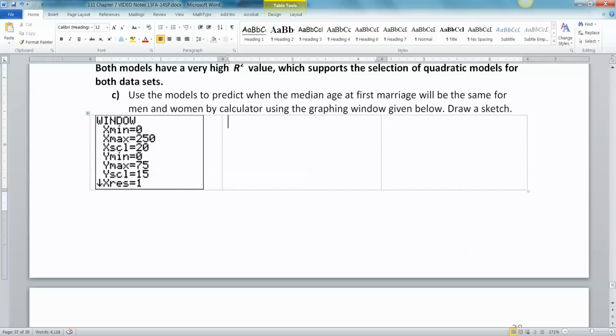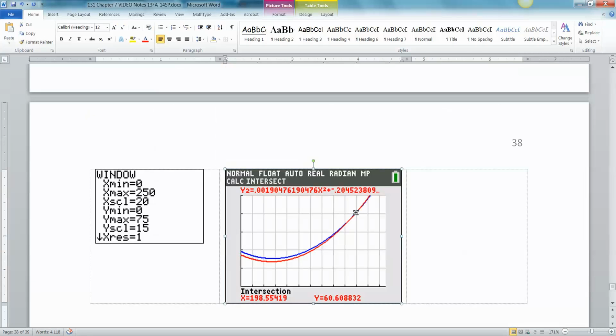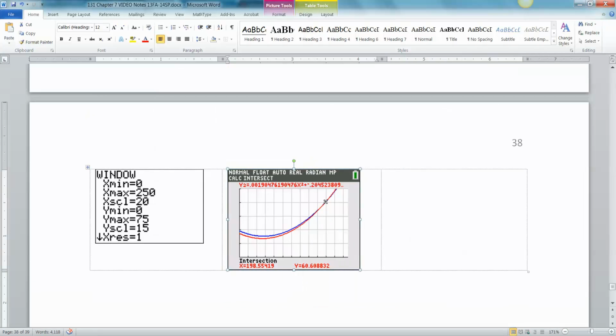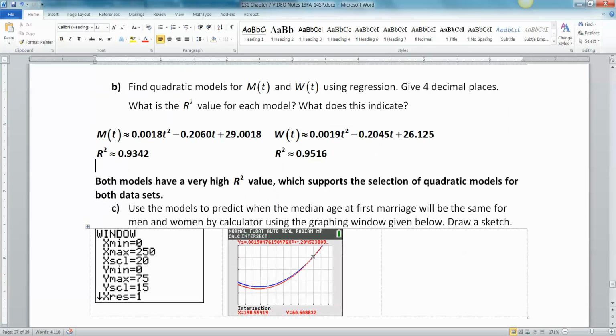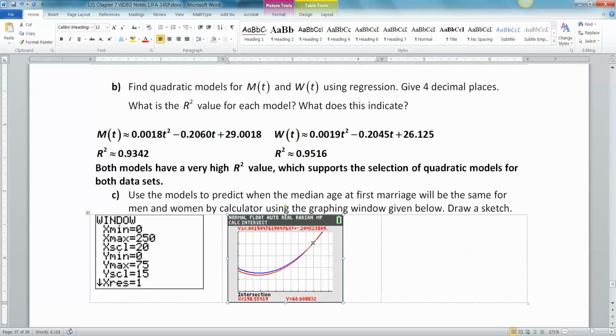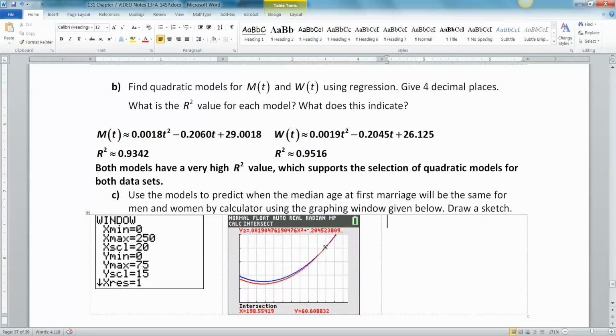Now I draw a sketch on my paper, which again is much easier for me than it is for you guys. Sorry about that. So you draw a quick sketch of it. And now we are going to have to explain what that means, right? Oh, actually, no. It just says use the models to predict when the age at first marriage was the same, or will be the same.